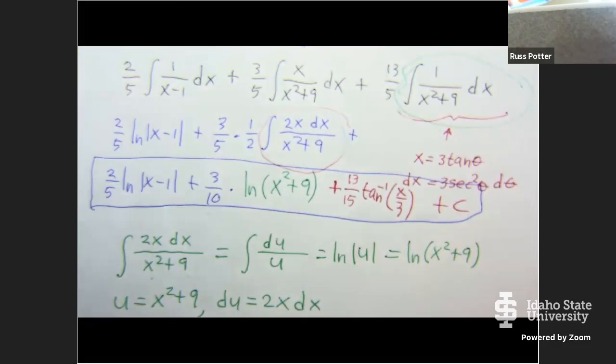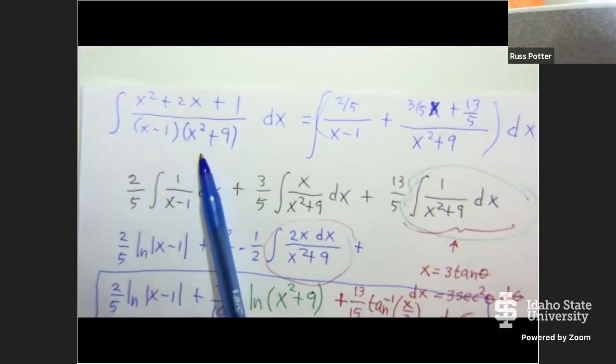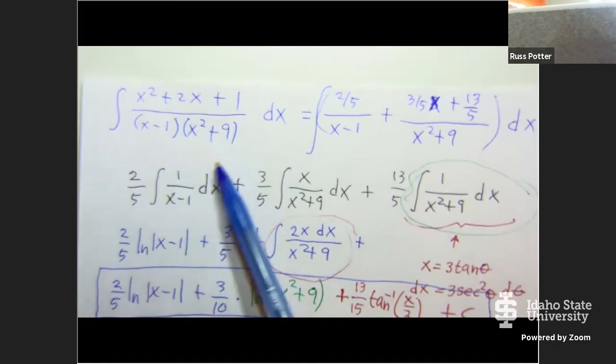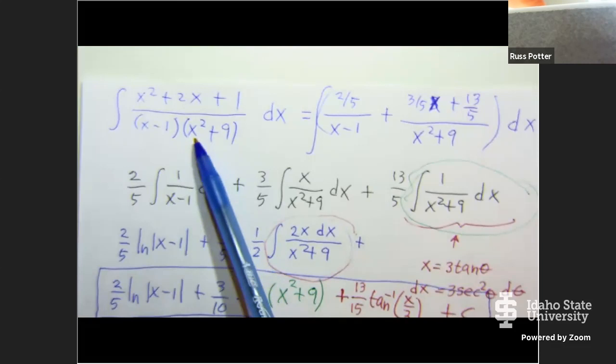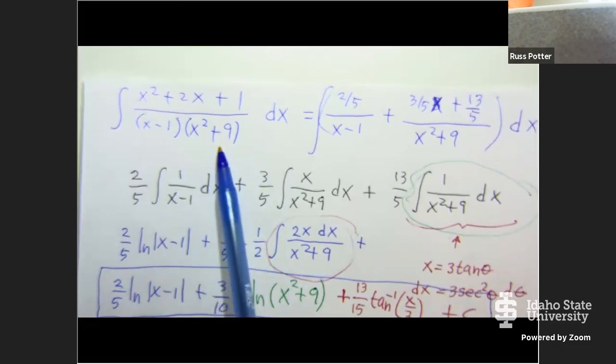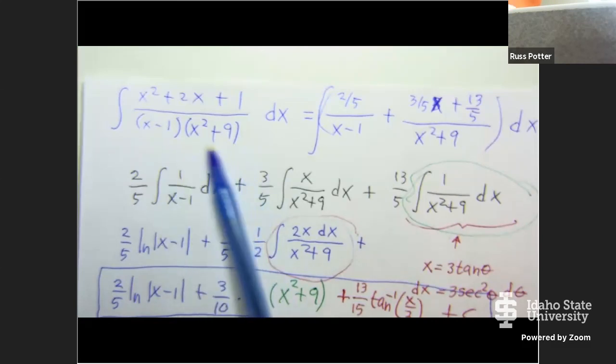All right, so to reiterate this particular case, the denominator has non-repeating irreducible quadratic factors. So x squared plus 9 was, in this case, the only irreducible quadratic factor. And the partial fraction decomposition involved bx plus c over x squared plus 9.